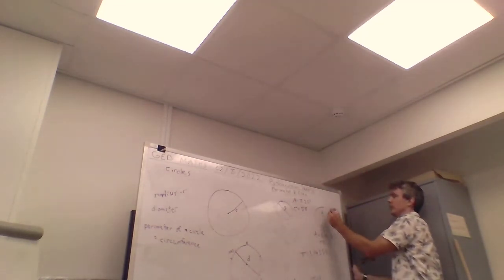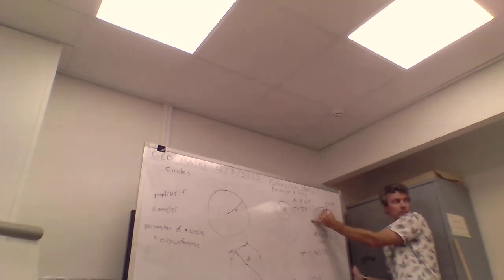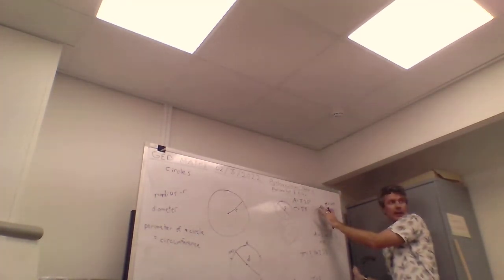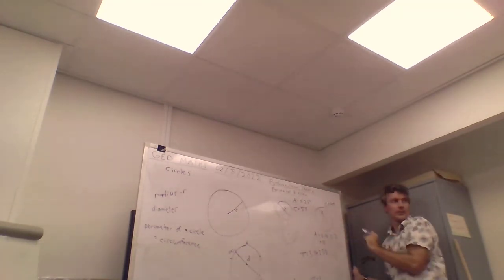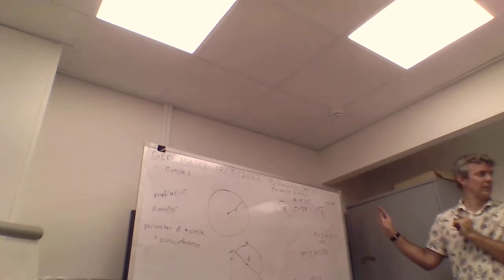But this one is 2. The circumference here equals 4 pi. It's 2 times 2. This is the diameter times pi. All right? Or 2 times the radius. Any questions on circles? This is basically the formula.